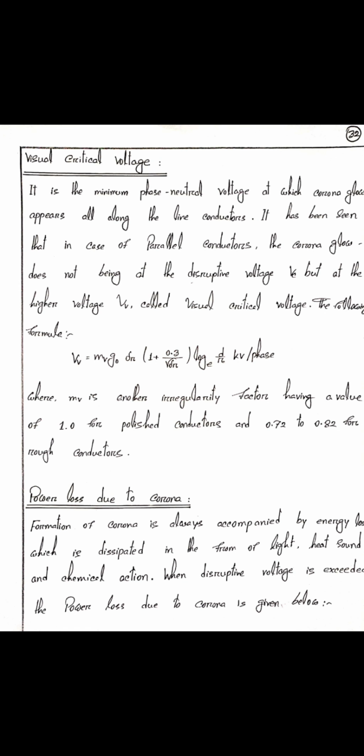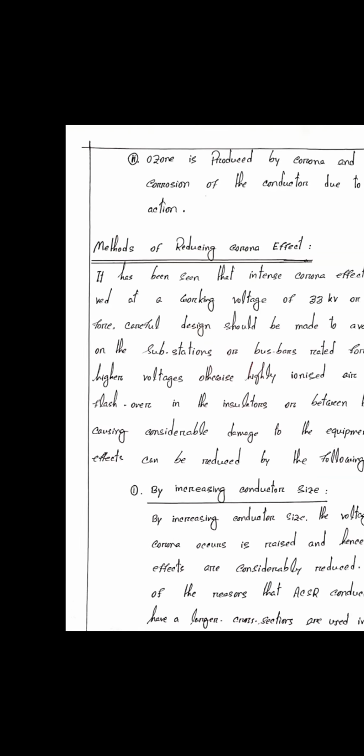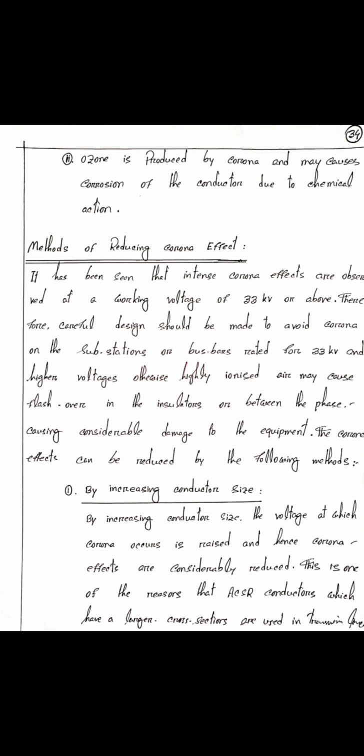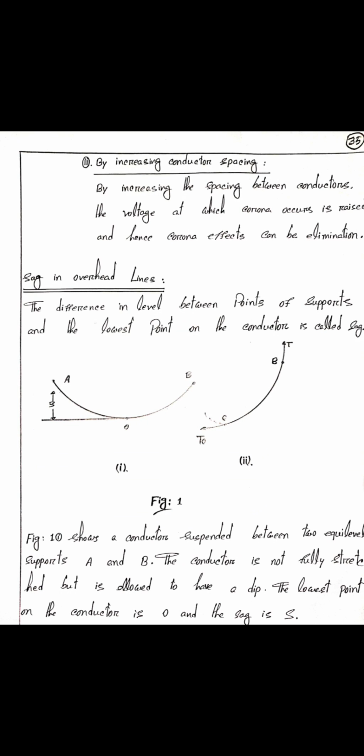Power loss due to corona. Advantage: corona reduces the effect of transients produced by surges. Disadvantage: corona is accompanied by loss of energy. Methods of reducing corona effects: by increasing conductor size, by increasing conductor spacing.